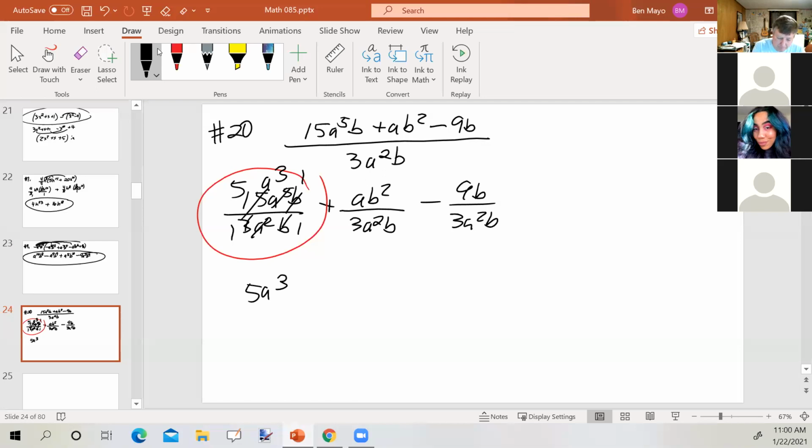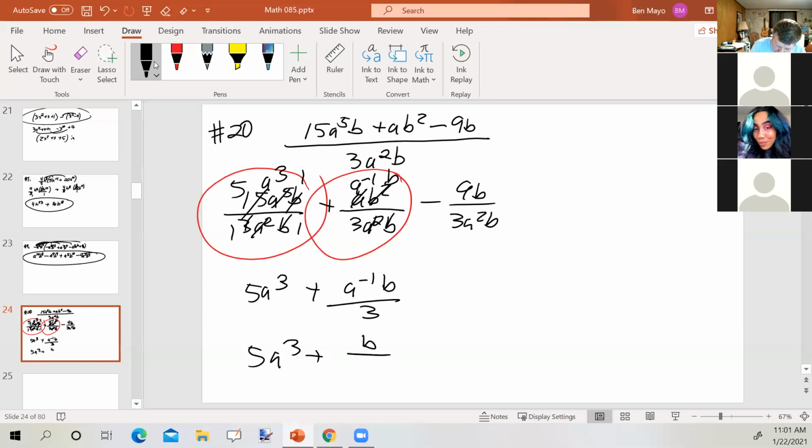Yes. Okay. Next term. a over a squared would be a to the negative 1 on top. b squared over b is b on top. So I've got plus a to the negative 1 b over 3. However, I want to move that a to the negative 1 downstairs and make it a to the positive 1 power, and I don't need to put the 1 exponent because it's assumed. All right.